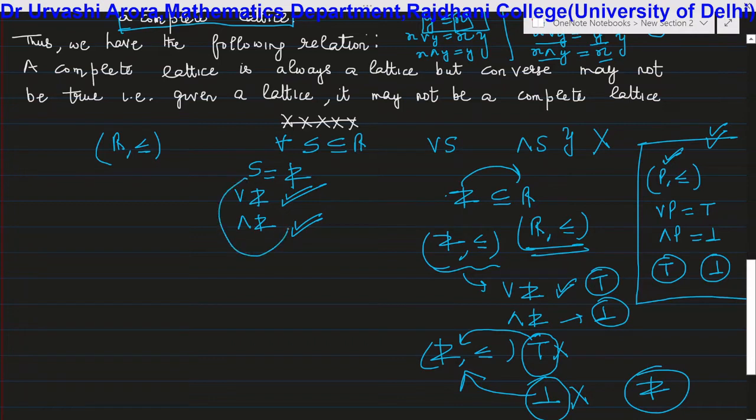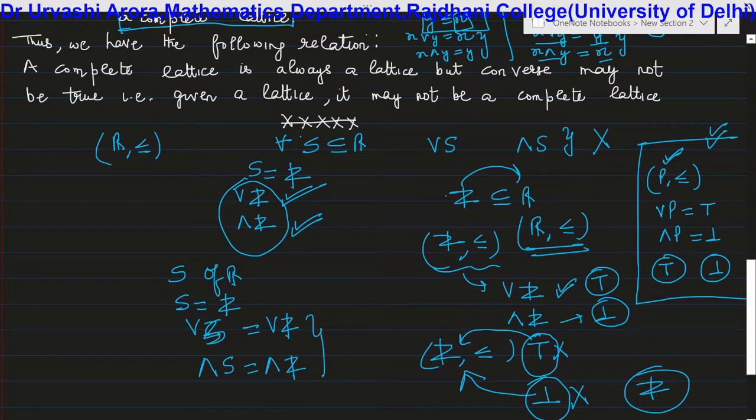And because they are not existing, we have found a subset S of R, namely S equal to Z, the set of integers, in which the join of S, the join of the set of integers, and the meet of S, the meet of the set of integers, both do not exist, which means that R with less than or equal to, which was a lattice, fails to be a complete lattice.